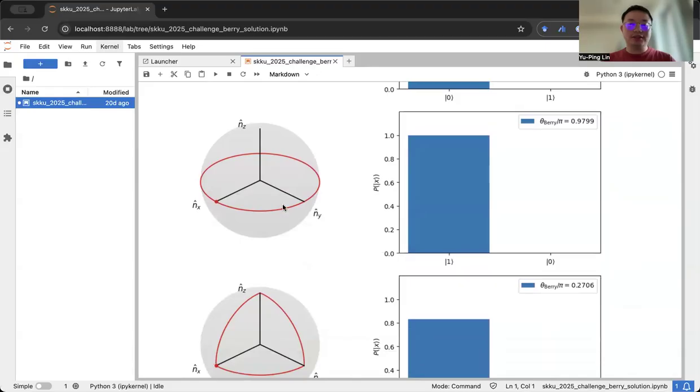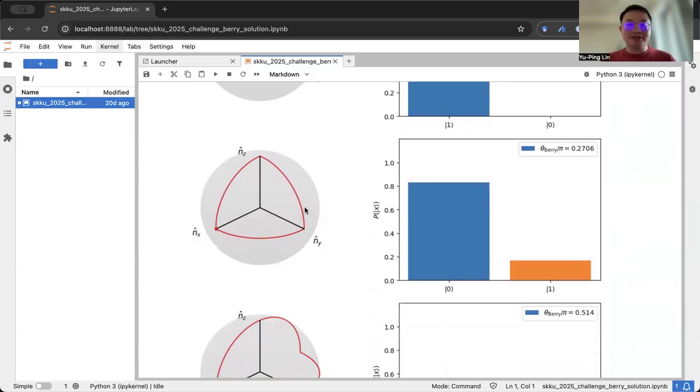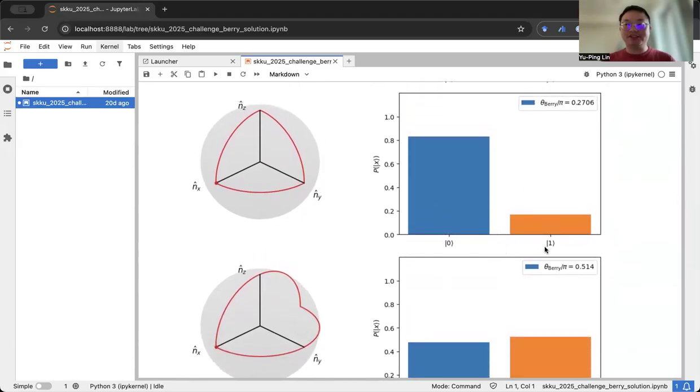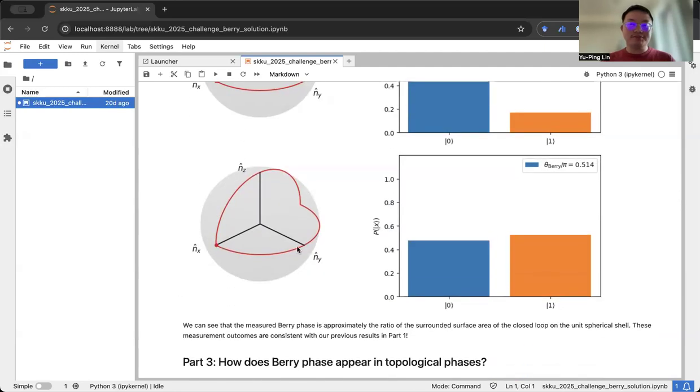Meanwhile, if we go around the Bloch sphere in the parameter space, we will see that the final state of the ancilla qubit will just be 1. So we will get the corresponding Berry phase of 1 times pi, actually, sorry. And if we go through this kind of trajectory, which is 1/8 of the Bloch sphere, we'll find that there is a ratio between the probabilities of 0 and 1 such that the Berry phase over pi is about 1/4. And finally, for this 1/4 surface area of the Bloch sphere trajectory, we will see that the 0 and 1 states roughly have the same probabilities. So we will get the Berry phase roughly 1/2.